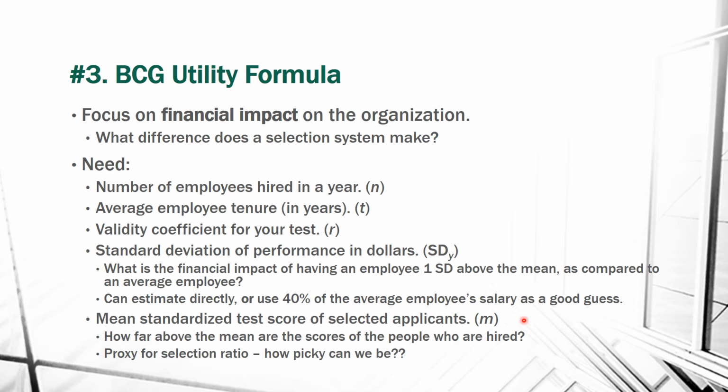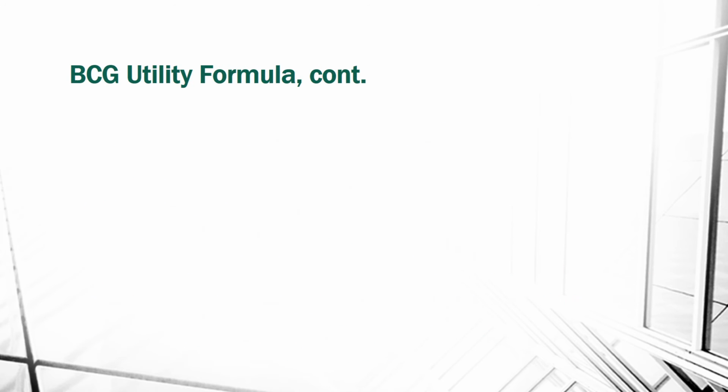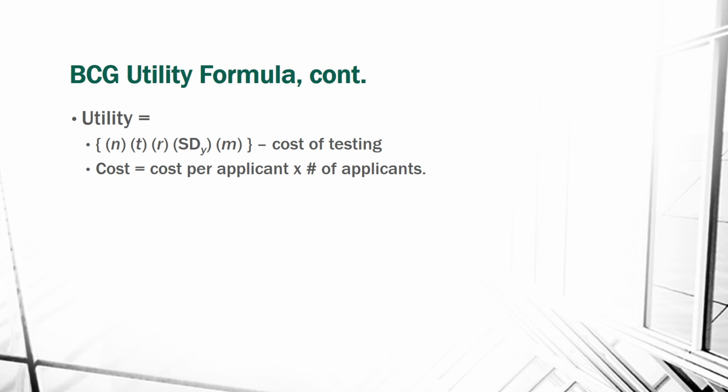So we need these 5 pieces of information plus the cost of the selection system. Again, we might have to settle for some estimates in here, but we can usually get at least good educated guesses. When we get these educated guesses, then the formula itself is not that bad. We take those 5 pieces and we multiply them all together. What this means is, as any one of these things gets bigger, the utility of our test gets better. So the more people we hire, the more utility we have.